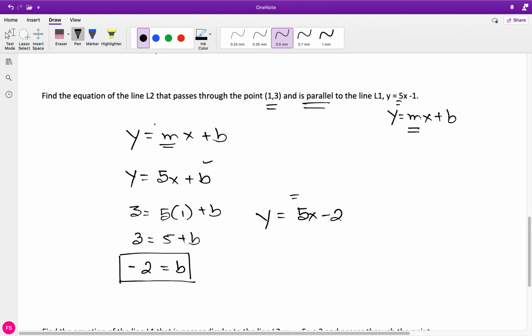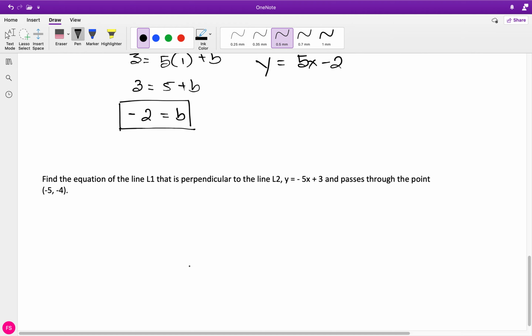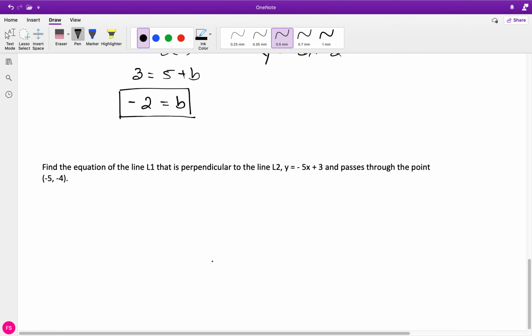And this is how you can find the equation of a parallel line if you know the equation of the other line by using the gradient of that line. Now, let's look at an example for perpendicular lines. Similar example, the only difference is that these two lines are perpendicular. So find the equation of the line L1 that is perpendicular to the line L2, and the equation of L2 is y equals negative 5x plus 3. And this line L1 is passing through the point (-5, -4).